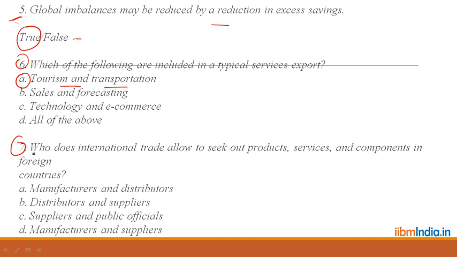Manufacturers and distributors, suppliers and public officials, distributors and suppliers, manufacturers and suppliers. Correct answer is A. Manufacturers and distributors are allowed to seek out products, services, and components in foreign countries.